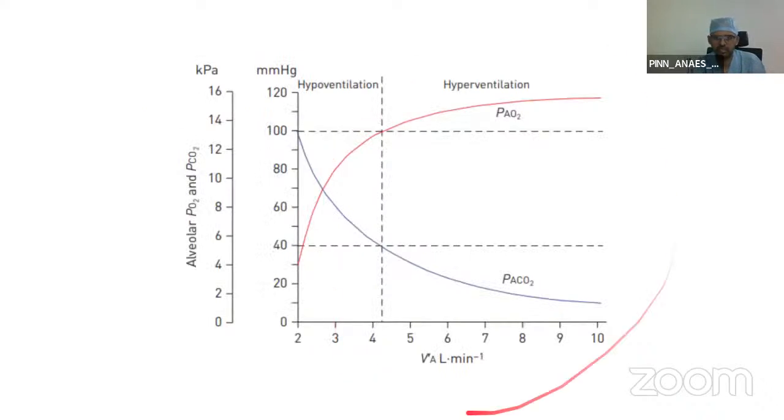So this is a graph plotted with ventilation on the x-axis against partial pressures of either oxygen or carbon dioxide on the y-axis. This dashed line represents the normal ventilation. It corresponds to about 4.2 or 4.4 liters per minute of alveolar ventilation. So if the alveolar ventilation is normal, the alveolar PO2 corresponds to around 100 millimeters of mercury, while the alveolar PCO2 is around 40 millimeters of mercury.